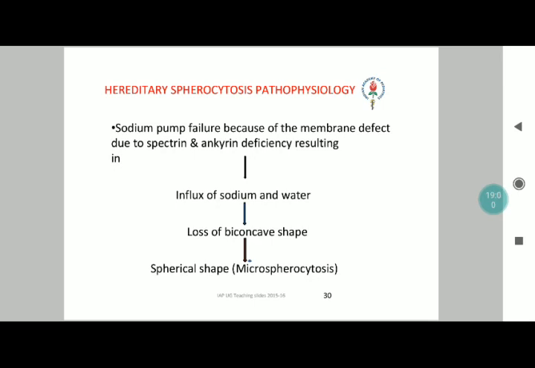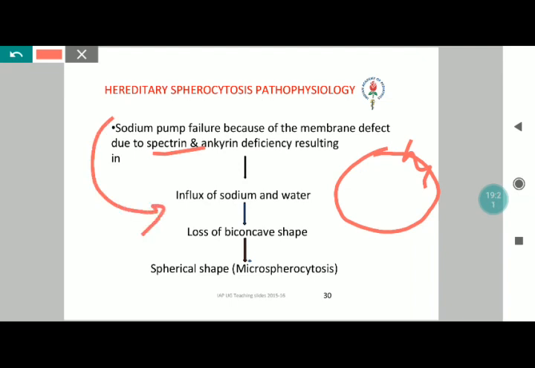Now, briefly about the pathophysiology of hereditary spherocytosis. We know that hereditary spherocytosis is autosomal dominant, and it is because of the spectrin and ankyrin deficiency which results in a membrane defect. Now, this membrane defect, if we consider it, there is a sodium pump failure, and that is again because of the spectrin and ankyrin deficiency. This pump failure results in an influx of sodium and water, resulting in the loss of the biconcave shape, which results in the spherical shape of microspherocytosis.